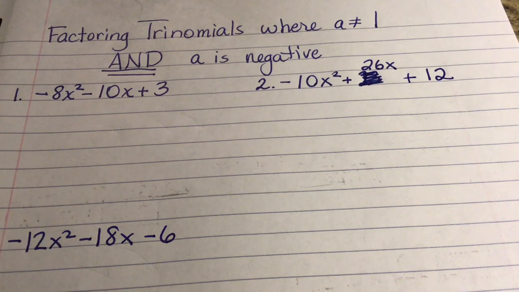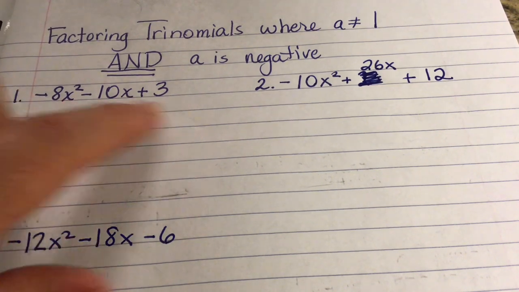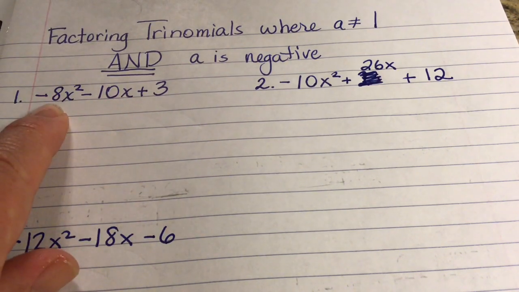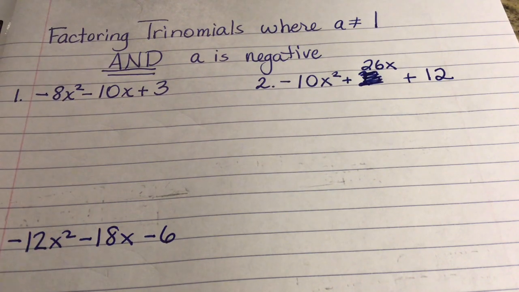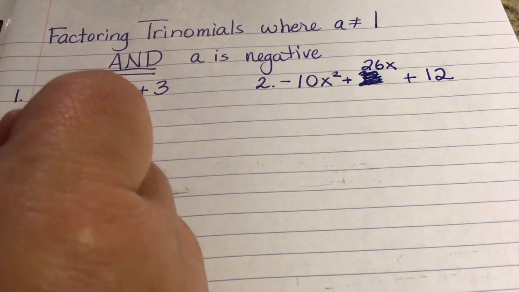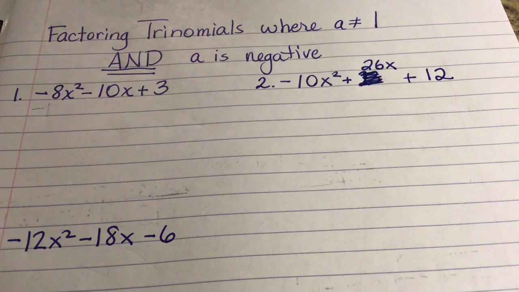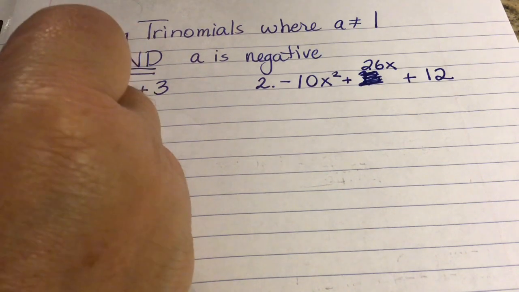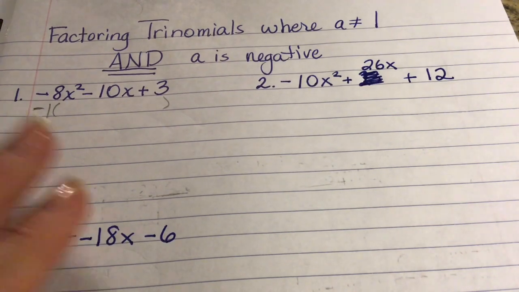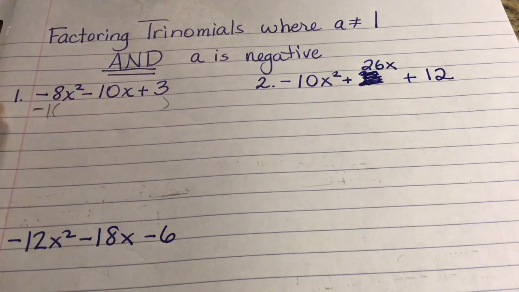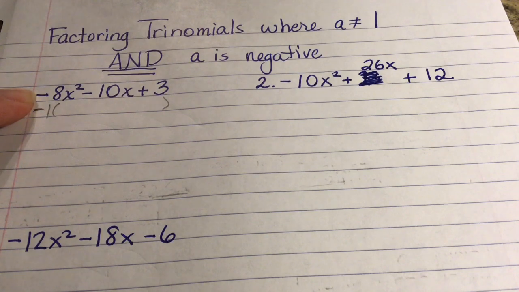Okay, let me start back with number 1. No common factor, but a is a negative. Then you want to factor out a negative 1 first. That's what you want to do. You want to make a be positive. Every quadratic that you encounter, you want to make sure your a value is positive.